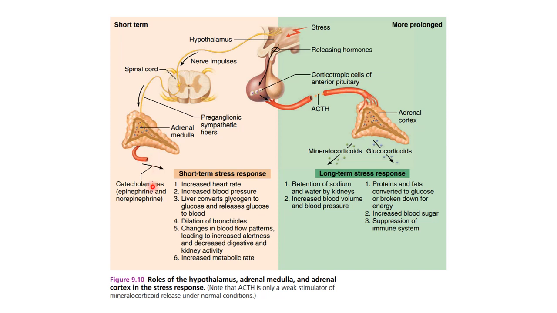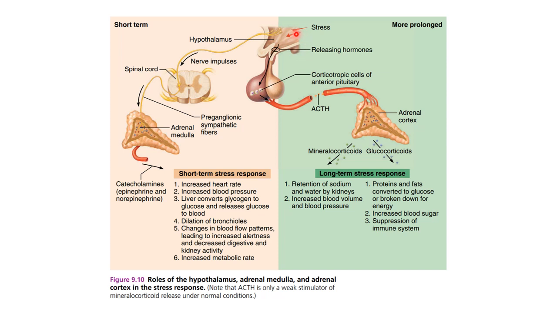The effects of epinephrine and norepinephrine in the blood would be to increase the heart rate, to increase the blood pressure, to increase the levels of glucose in the blood by breaking down glycogen, to dilate the bronchioles so that airflow into the alveoli increases, and changes in blood flow patterns so that blood is shunted away from the splanchnic circulation, the digestive tract, and the kidneys, and into the muscles and brain. It also increases the metabolic rate.